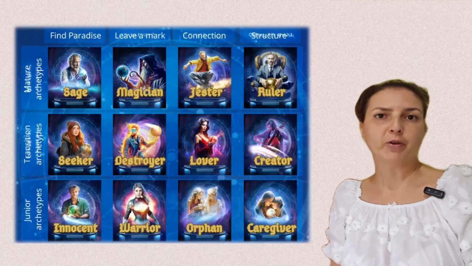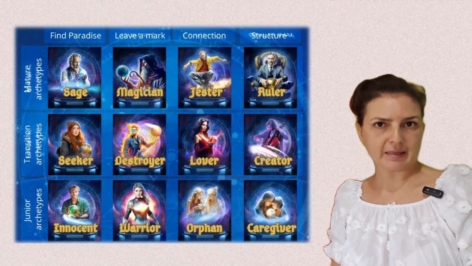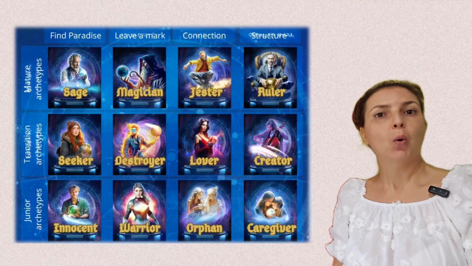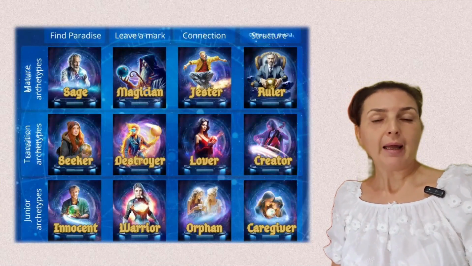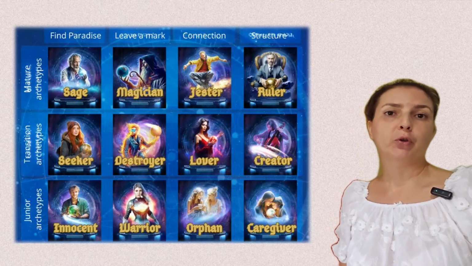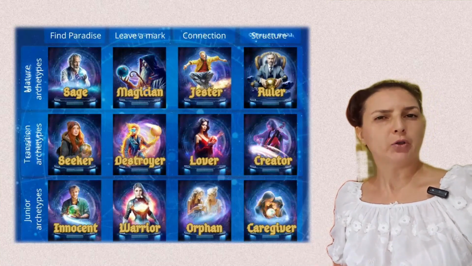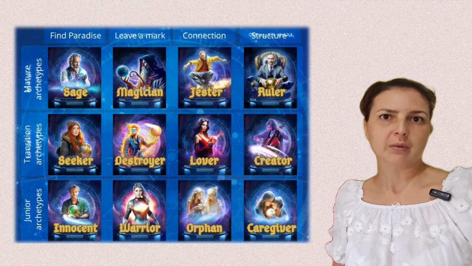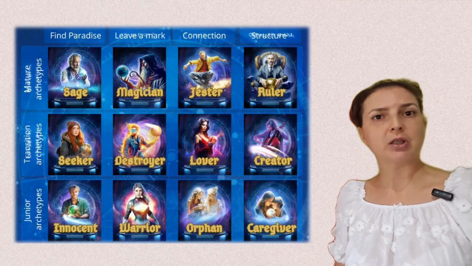The archetypal matrix is not a labeling system. It's a diagnostic and developmental tool. It helps us see what need we are trying to fulfill and how we are trying to fulfill it. When a person grows, the internal configuration changes, the image shifts, and so do their strategies.